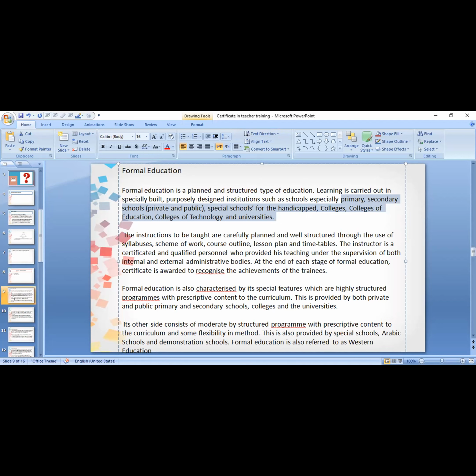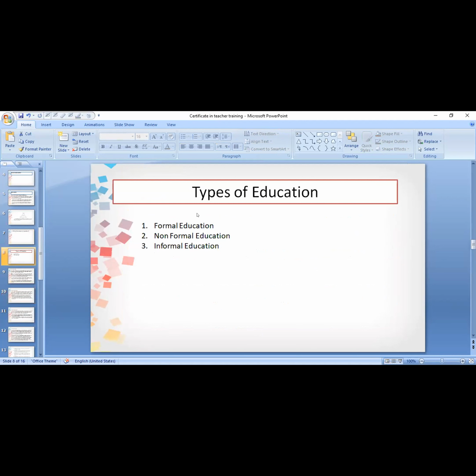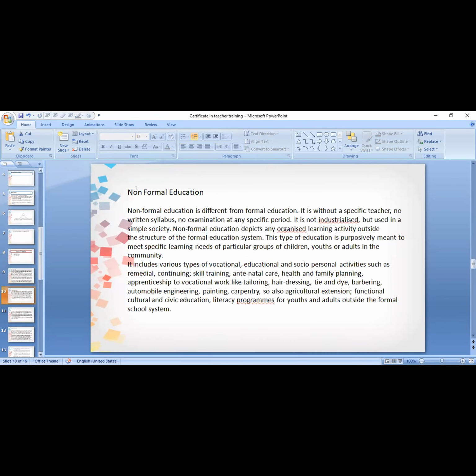All right, let's move on to the next type then, which is non-formal education. These two words, non-formal and informal, they sound similar, right? But not really. Though they sound a bit similar, they are quite different to each other. Let's check the second type, non-formal education. Non-formal education is different from formal education.